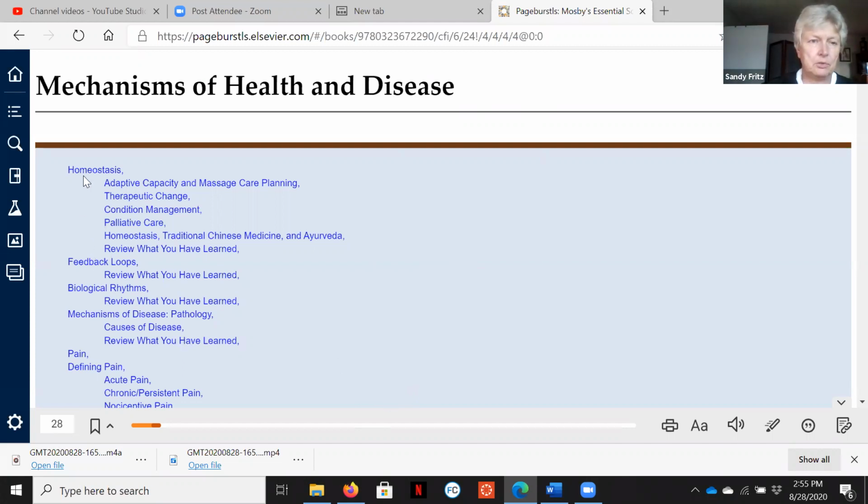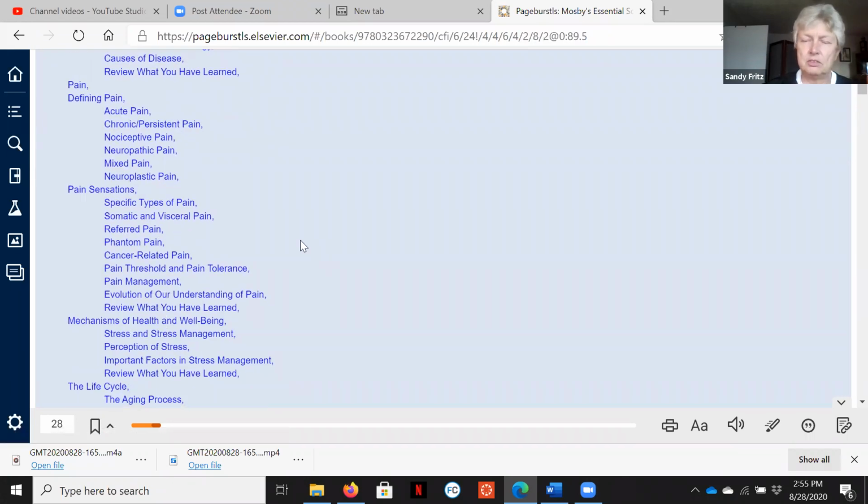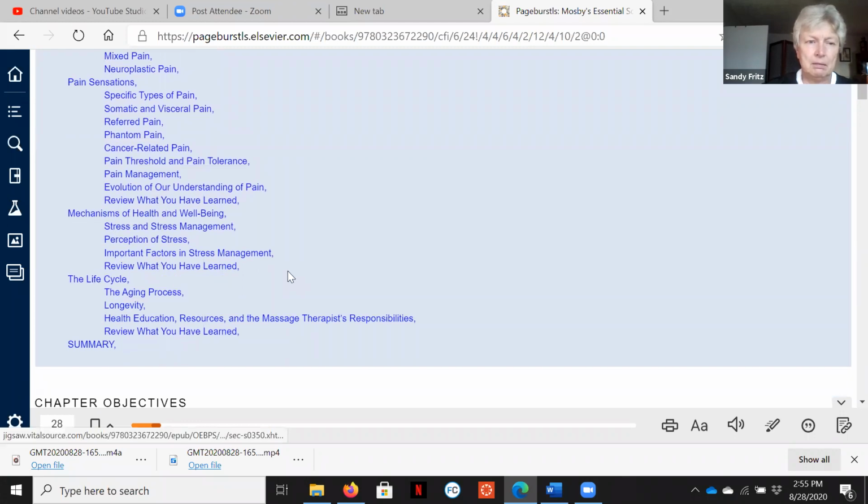So we're talking about homeostasis, what feedback loops are, and biological rhythms: how do we do that inside our own body? And then a lot about pain, because research has shown that this is a place where massage therapy can really be of benefit, in managing pain. And then what is well-being? And what is our life cycle, from birth to death? What does that have to do with our decision-making and how we might work with a client?